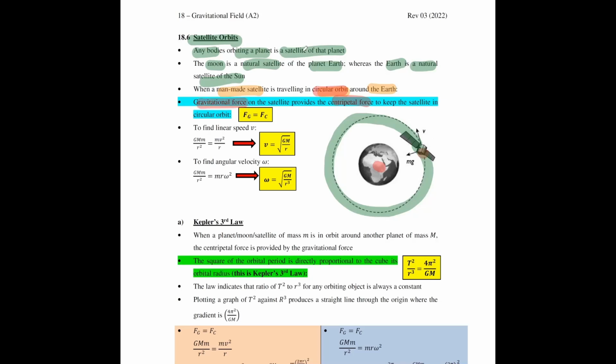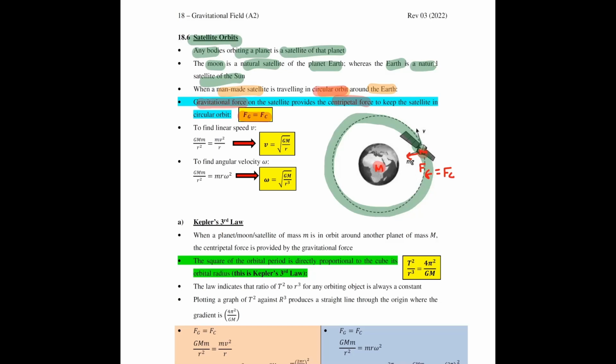gravitational force. Because your satellite has small mass m, your Earth has big mass M, you will have gravitational force being exerted on the satellite by the Earth. This gravitational force is actually your centripetal force. It's providing you your centripetal force. So I can say that Fg is equal to Fc. And from here, you can actually use it to find some other variables.